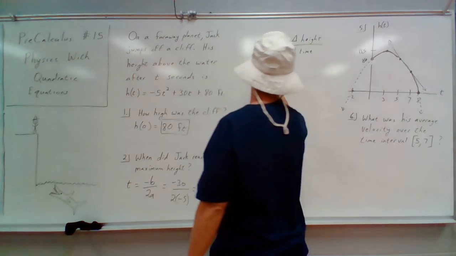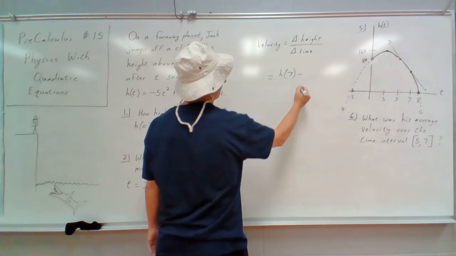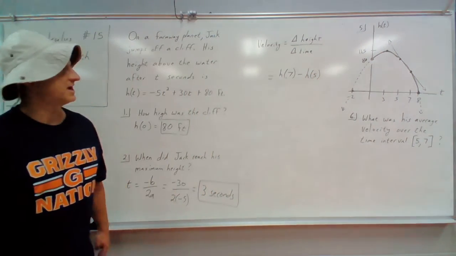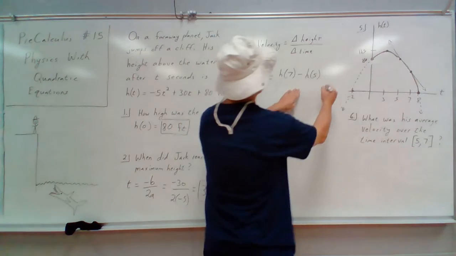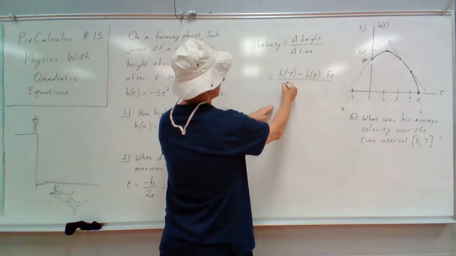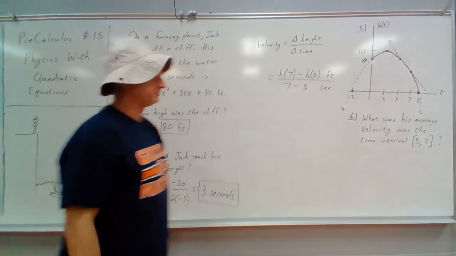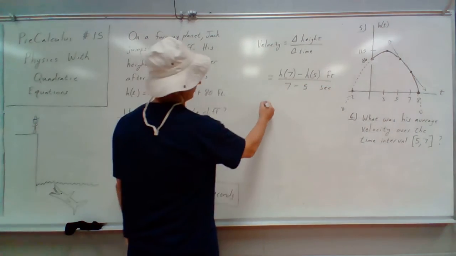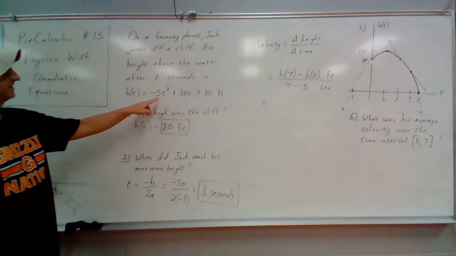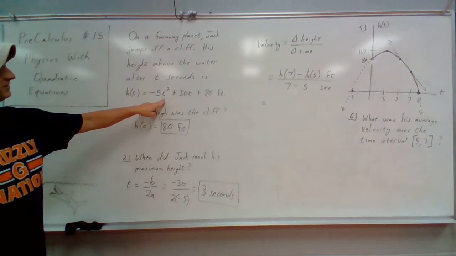So to find the change in height, we will need to do h of 7 minus h of 5. That'll tell us the change in height, and this will be measured in feet. Over the change in time, that'll be 7 minus 5 seconds. h of 7, so we're going to plug 7 in here. That'll be 49 times negative 5.